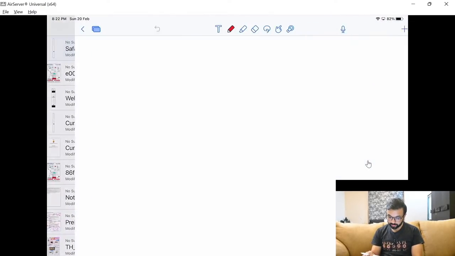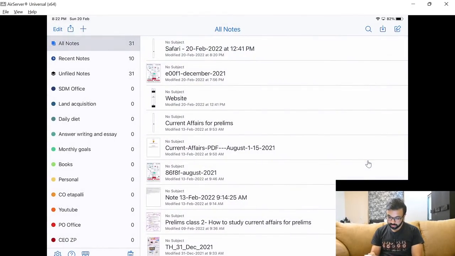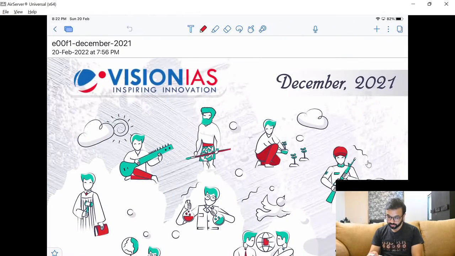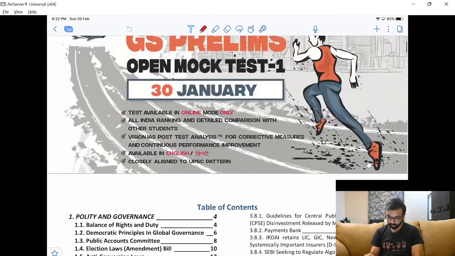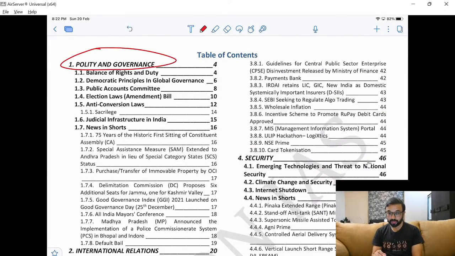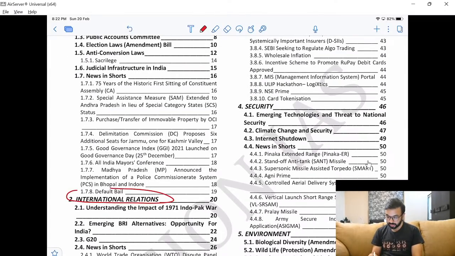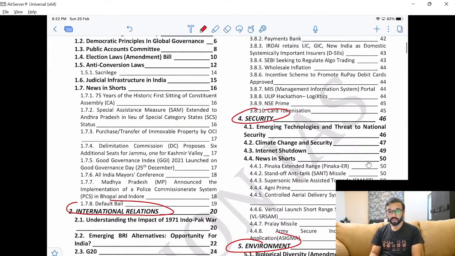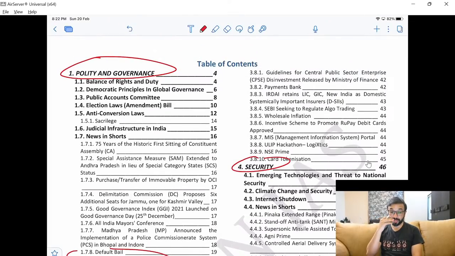I think here also I have it. Yeah, here I will show you. They have polity and governance. They have international relations, security, environment. So like this, they have divided various topics as per UPSC, and they have given you the current affairs of that particular topic. Now, how to read this?